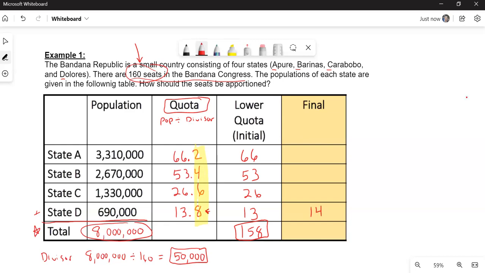So theirs will go to 14. I got a +1 there. And then the next largest decimal after that is the 0.6. So I'll give state C an extra seat, and that goes to 27. So that's 2 extra seats. That means I don't have any more extra seats to give out. So I'll leave states A and B the same at 66 and 53, and this will add up to my 160. This is my final apportionment, and that's the process for Hamilton.